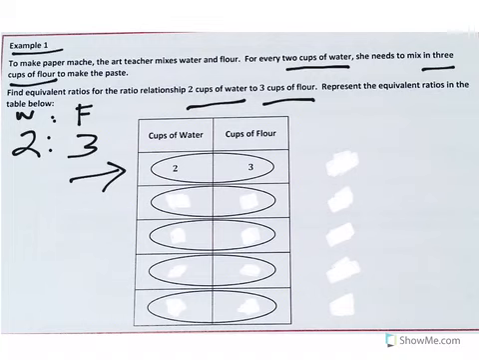Well, we can go right down the line and just double it. If she uses 4 cups of water, that's doubling it. What would we have over here? Well, if we did 2 times 2 to get to 4, we do 3 times 2 to get to 6. Same ratio, but this time you're doubling it to make more of the paper mache paste.